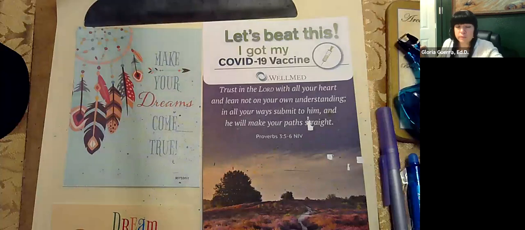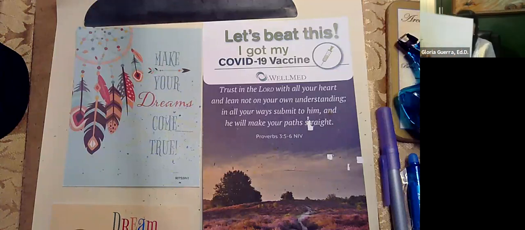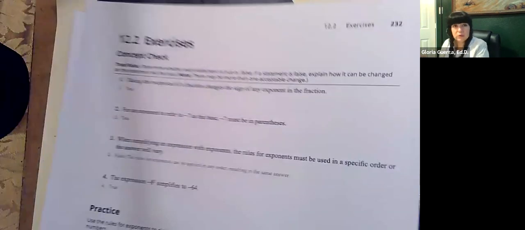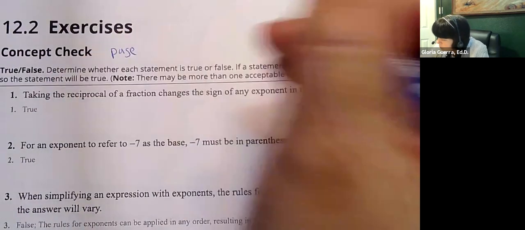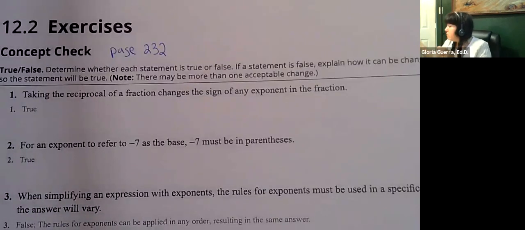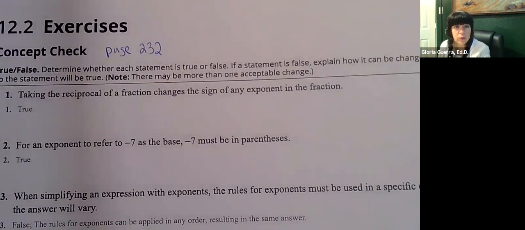Okay, and then let's see. Last thing we're gonna do is these true and false values. Let's just go over these true and false. On page 232, it says taking the reciprocal of a fraction changes the sign of any exponent in the fraction. And they say that's true.